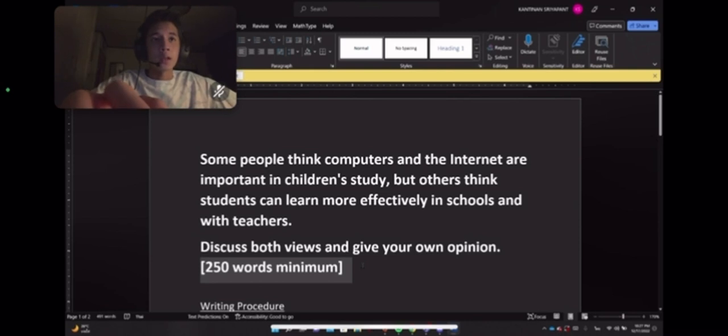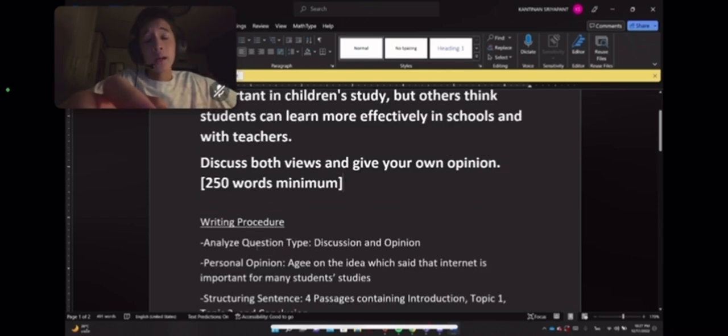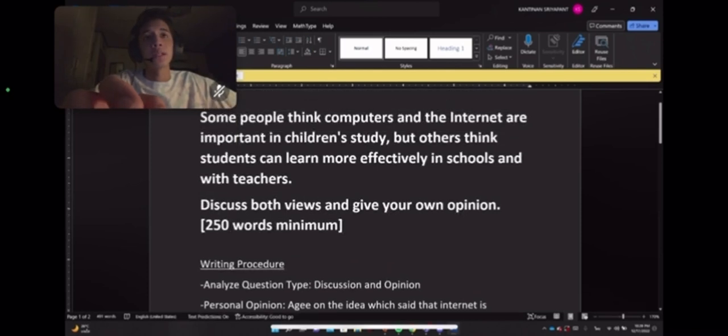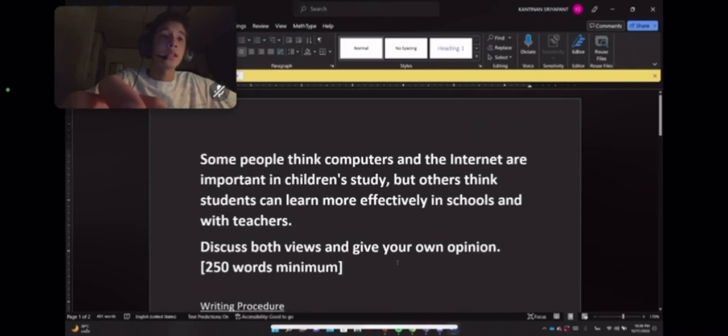Alright, so the first thing that we should do after we read the question is to analyze the type of question. There are 4 types of questions in IELTS essay test. The first one is opinion questions, the second one is discussion, following with opinion and discussion, and finally it's called situational questions.